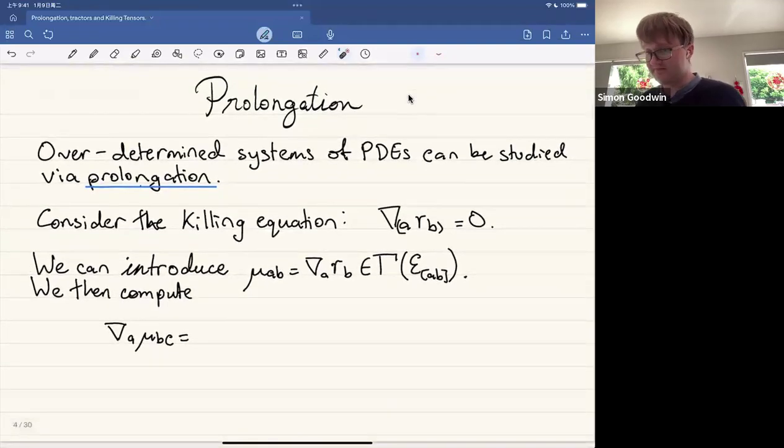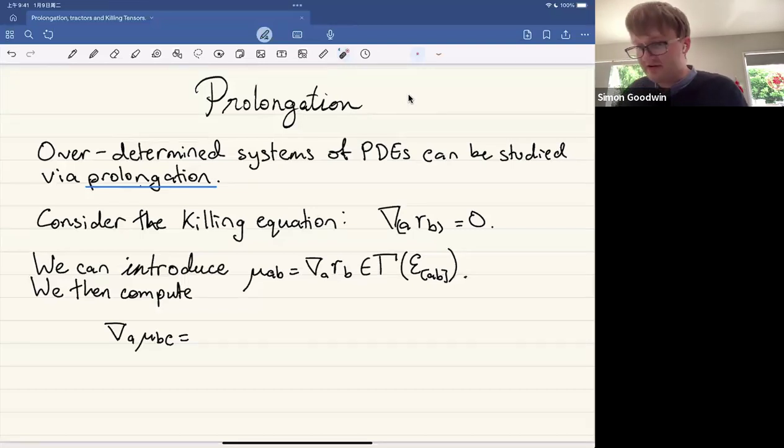study it via prolongation. Prolongation is something that we can do to overdetermined PDEs, where we essentially introduce more variables to sort out our lack of variables problem, and hope that when we take their derivatives, we don't end up in a huge mess, and eventually we get to some sort of closed system.